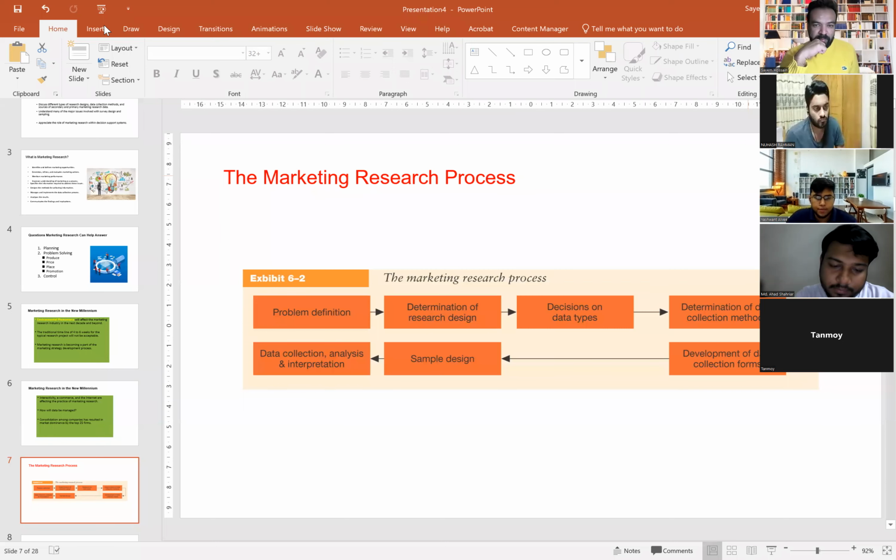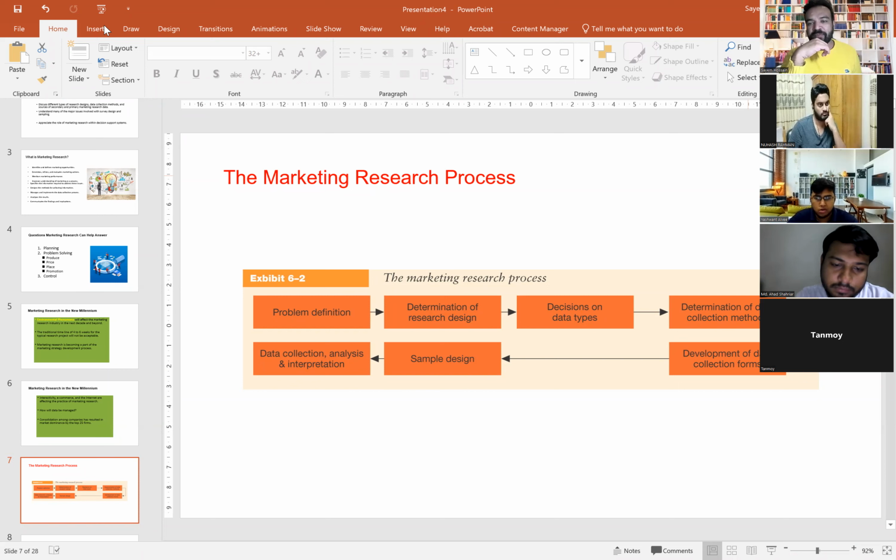So you start with problem definition, then you determine the research design. What exactly is going to be your research design? Third, you select the type of data that you need. Here we'll be talking about primary data and secondary data. What that is, I'll explain to you in a minute. Then in the next step, you have to determine the data collection method, how exactly you are going to collect the data, because there are various ways that you can collect the data. We'll be talking about that as well.